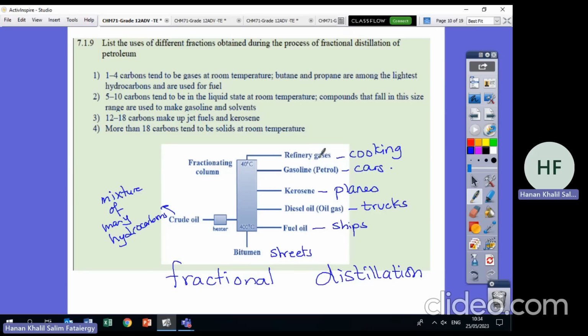The first fraction is used for cooking, and then cars, planes, trucks, ships, and streets. Notice that the crude oil was a mix of all these together. It was a mixture. We cannot use it. We have to boil it and separate it into fractions. That's why the process is called fractional distillation. This is taken from the word fraction. I separate the crude oil into fractions.